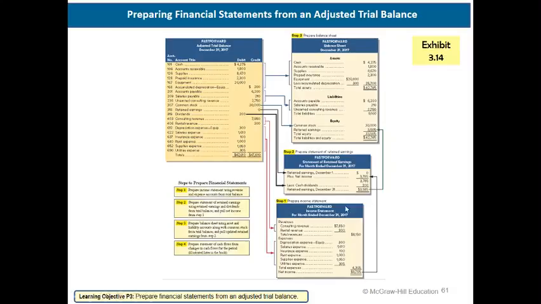Notice the reason why the income statement is prepared in step one is because you need the net income amount for your statement of retained earnings, the thing you're doing in step two. You can't prepare step two until you have net income. And you can't prepare step three, the balance sheet, until you have retained earnings, which is what you're doing in step two. So there's a method to this madness as to why you prepare these in this order.